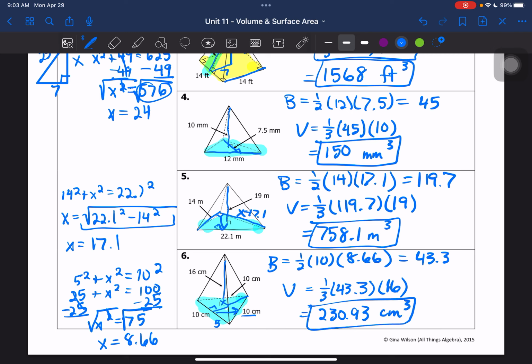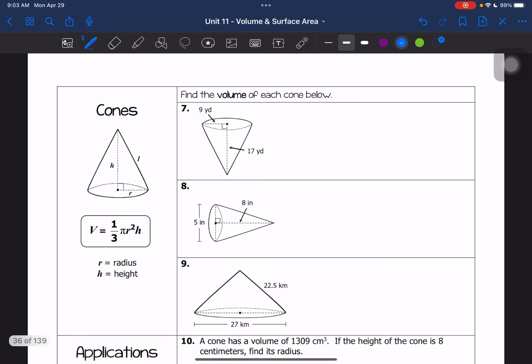So those are some examples of finding volumes of pyramids. Basically, you're just plugging stuff into the formula and then using the calculator. Sometimes, if you're missing a measurement, you might need to use the Pythagorean theorem in order to find out what that missing measurement is. So let's go to the next page and talk about cones.